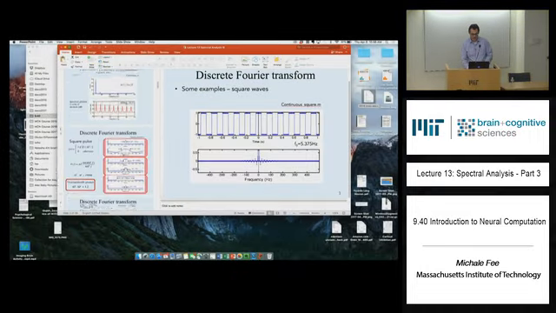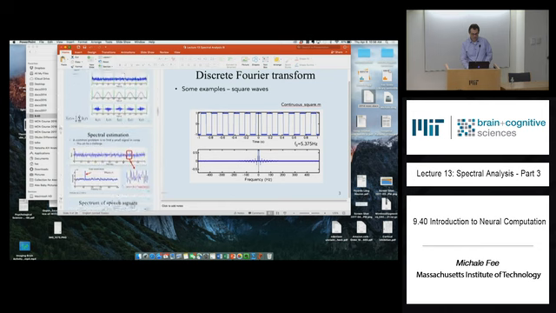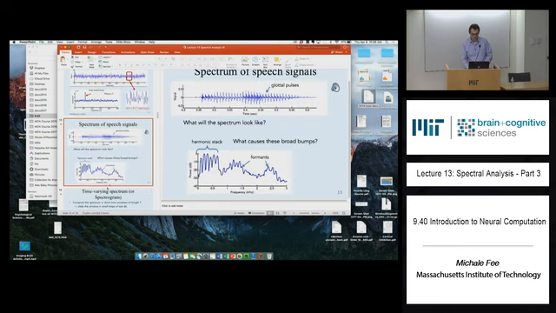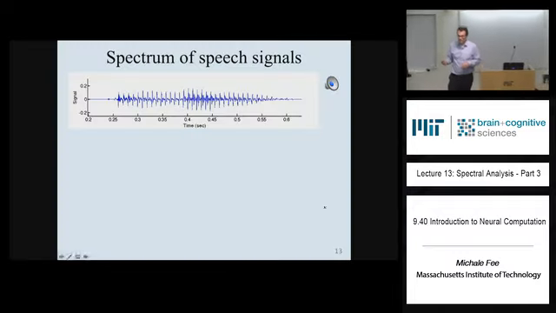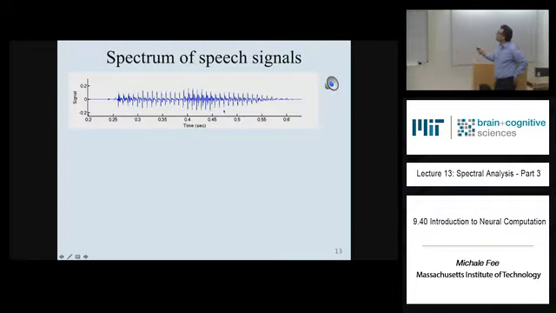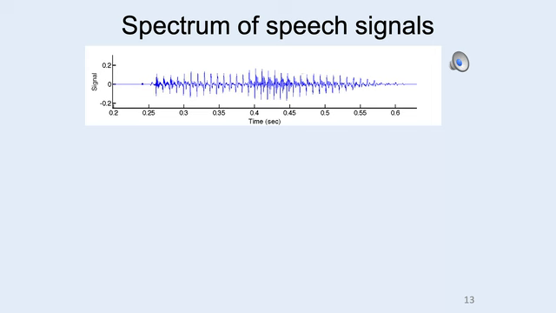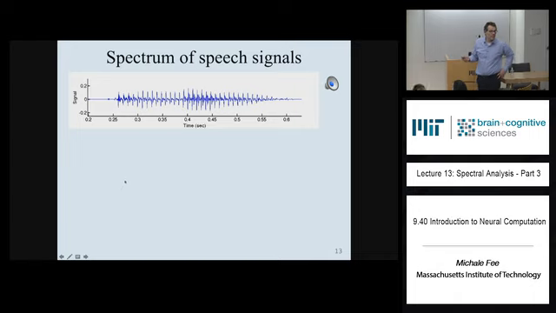Okay, so now let's go back to our speech signal. These are almost like delta functions. Maybe not quite, but for now let's pretend they are. If those are a train of delta functions spaced at 10 milliseconds, what is our spectrum going to look like?